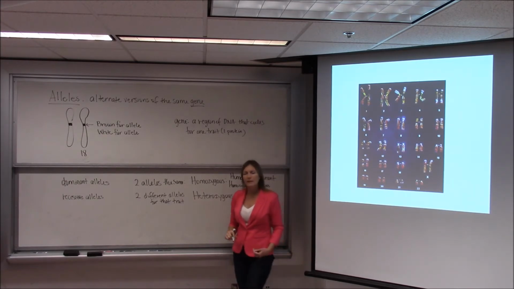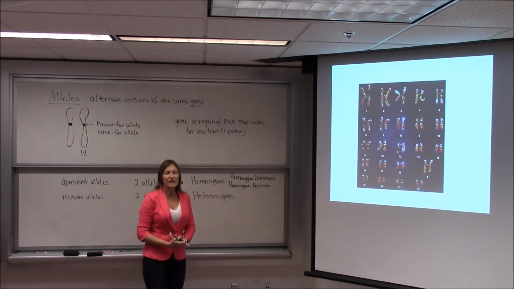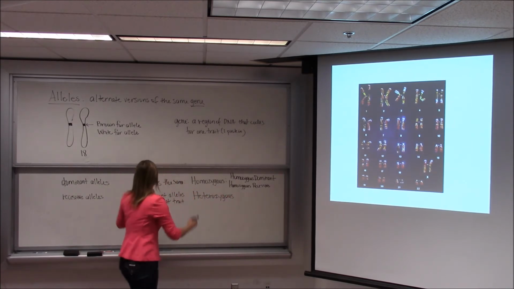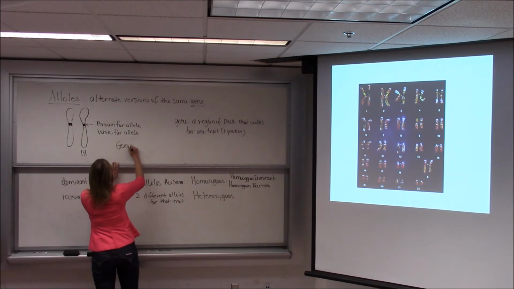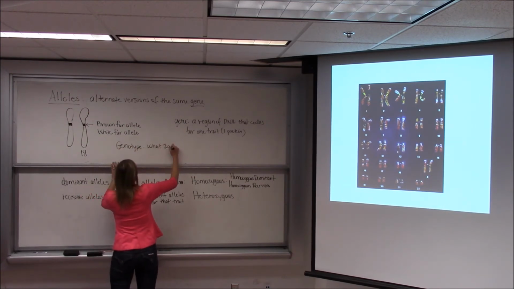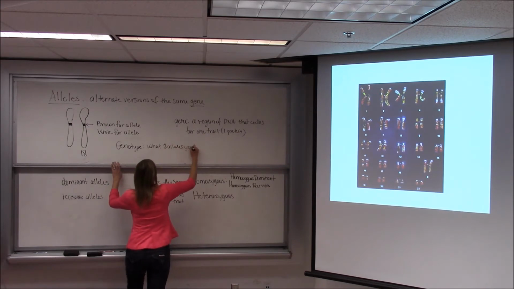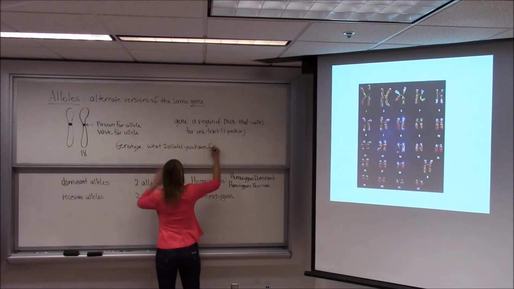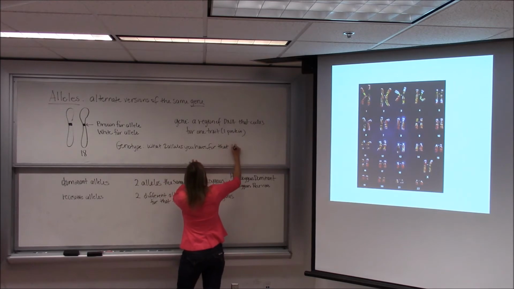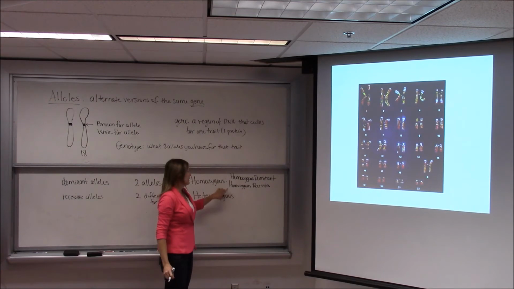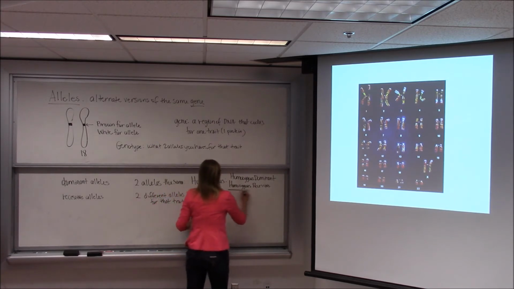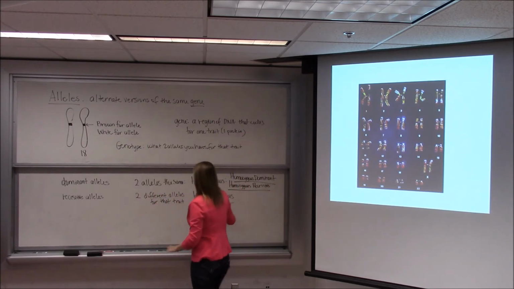And we call this an organism's genotype for that trait. Genotype is what two alleles you have for that trait. Are you homozygous dominant? Are you homozygous recessive? Or are you heterozygous? Those three terms represent your genotype.